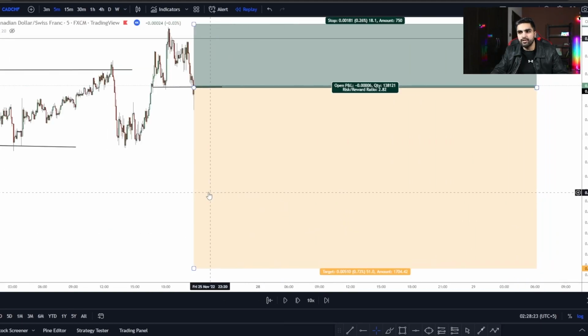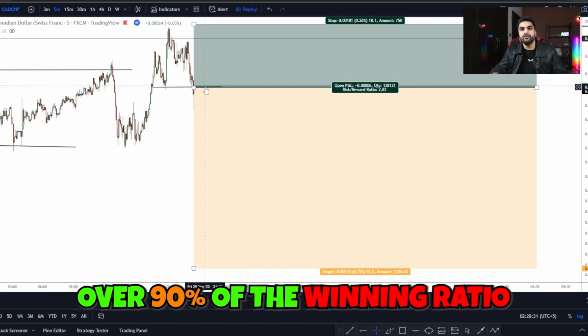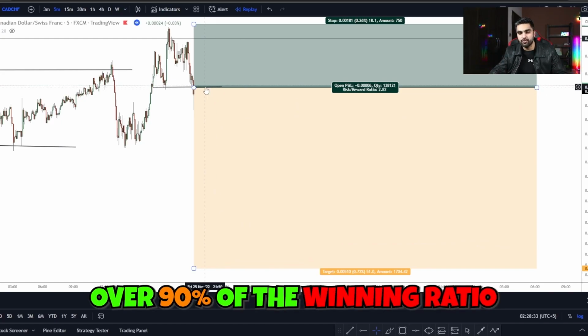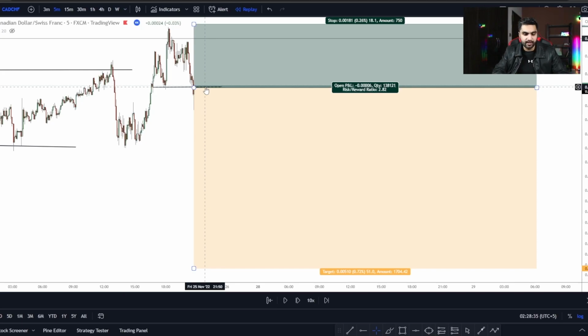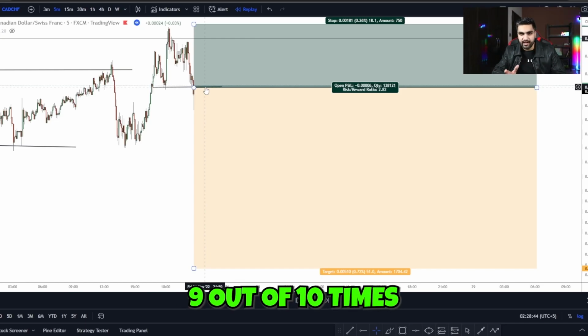So let's see how this trade will perform, and you will be surprised to see that this strategy has literally over 90% winning ratio. I have back tested it over the last 5 years. I personally love to use this strategy and it works almost 9 out of 10 times.